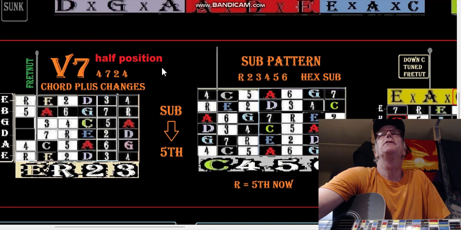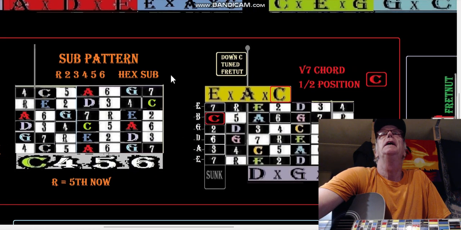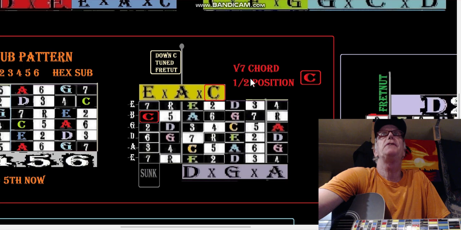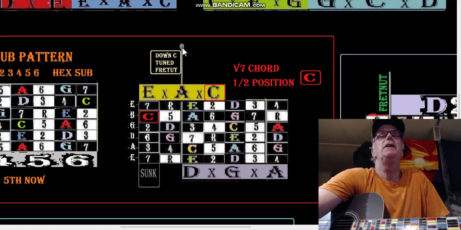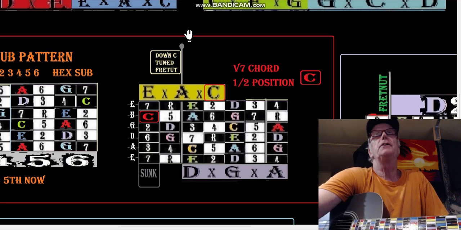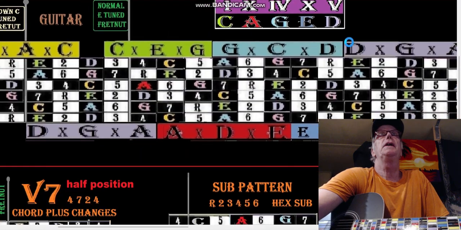Okay, no, that's the sub pattern. We have it over here, the 5/7 chord, half position. Remember, we can't access this C shape right here because the fret nut is here, the down C tuned fret nut, in the E box. So we can do all the others. Let's show that we can do all the others first.